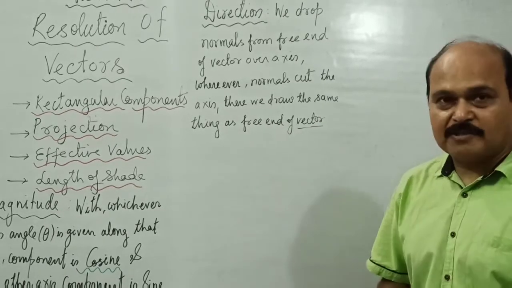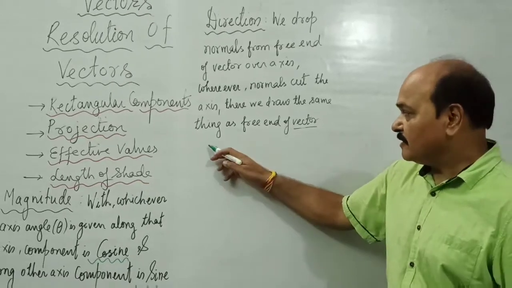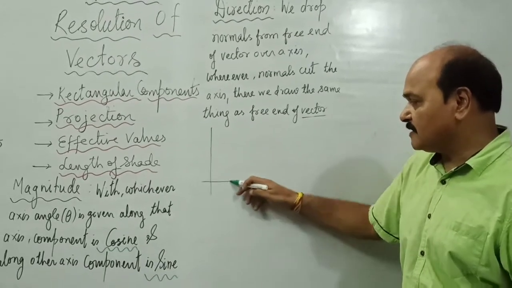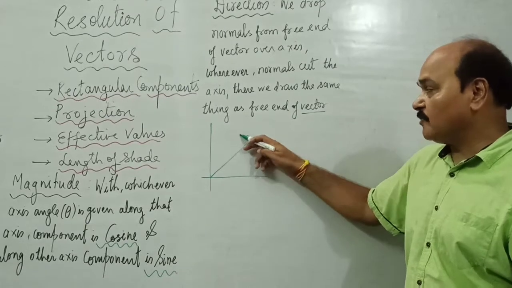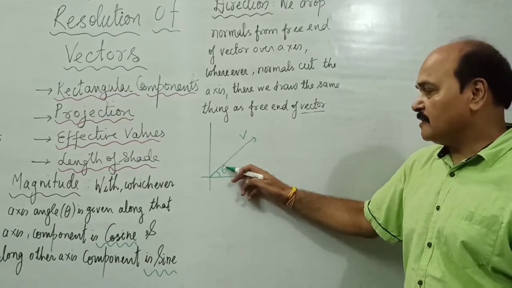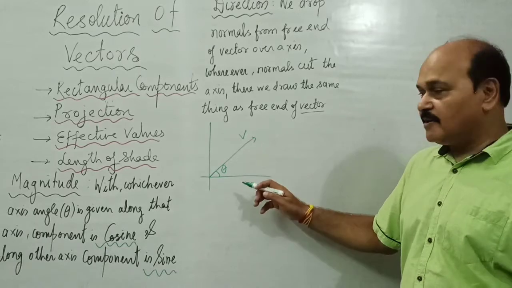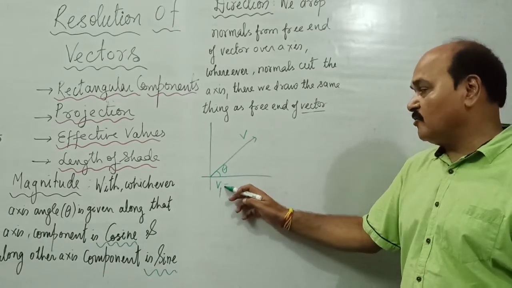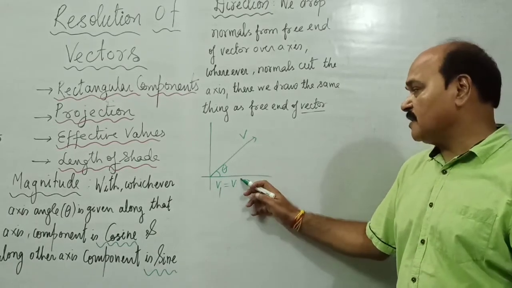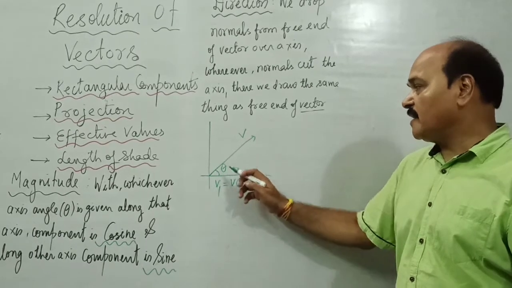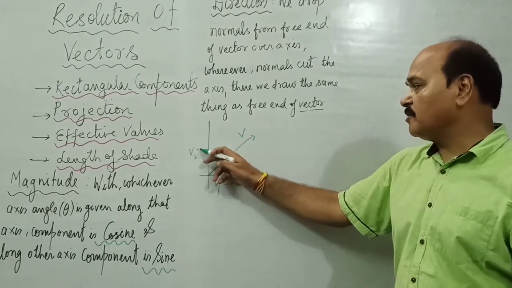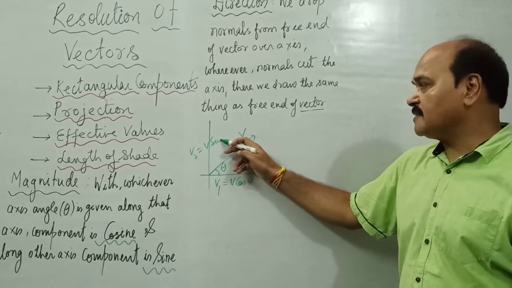Let us apply these two conclusions. Say the situation which we have done is like this. This is a vector v. This is angle theta. From this axis angle theta is given, therefore the component along this axis is going to be the cosine component. What is that? V cos theta. And the component along the other axis is going to be what? V sin theta, that is the sine component.